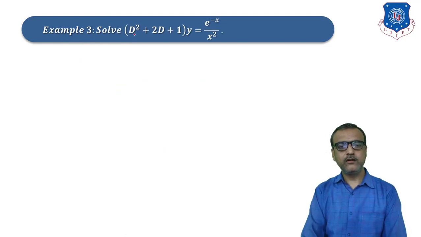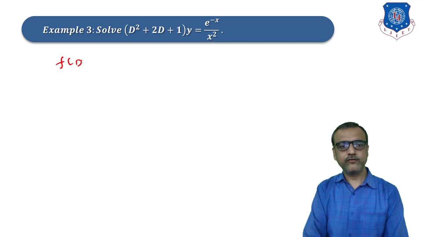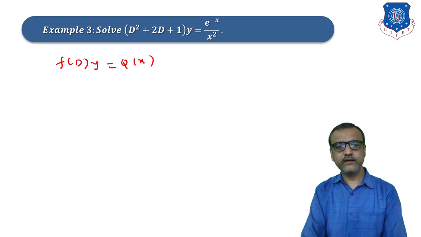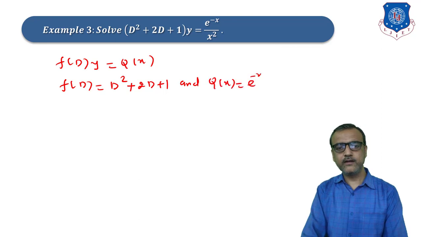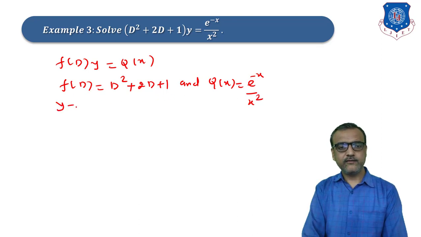Solve (D square plus 2D plus 1)y equals to e raised to minus x over x square. So first of all, this differential equation is of the form f(D)y equals to Q of x. If we compare the given differential equation with this standard form, we have f(D) that is D square plus 2D plus 1, and Q of x is e raised to minus x upon x square, and the general solution is given by y equals to CF plus PI.